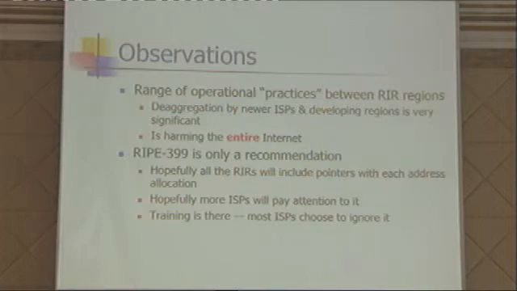And of course, the hope here is that registries will include pointers with each address allocation. I certainly know APNIC does, but hopefully there's a pointer that says, have a read of RIPE 399, have a read of RIPE 56, whatever it was. Hopefully more folks will pay attention to it. Training is there. What I find is a lot of people choose to ignore a lot of the best practices that have been learned the hard way over the last 20 years.